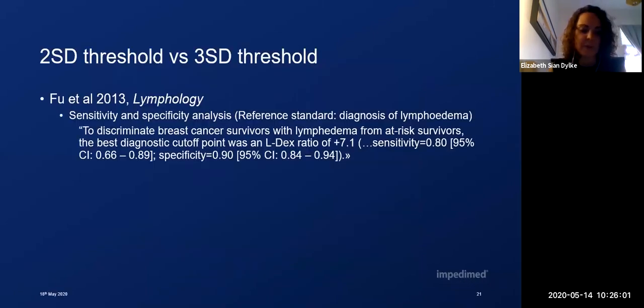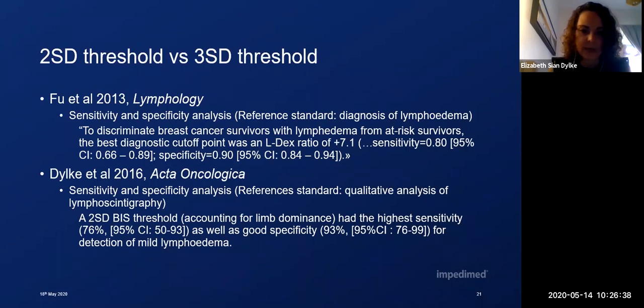One of the original papers to suggest using a 2 standard deviation threshold was done by Fu and team in 2013. And they found using sensitivity and specificity analysis that an L-Dex of 7.1 was the best threshold to discriminate breast cancer survivors with lymphedema from those who were at risk of lymphedema. They decided this by looking at the sensitivity and specificity of various thresholds when compared to who already had a diagnosis of lymphedema and who didn't. So their reference standard was a previous diagnosis of lymphedema.